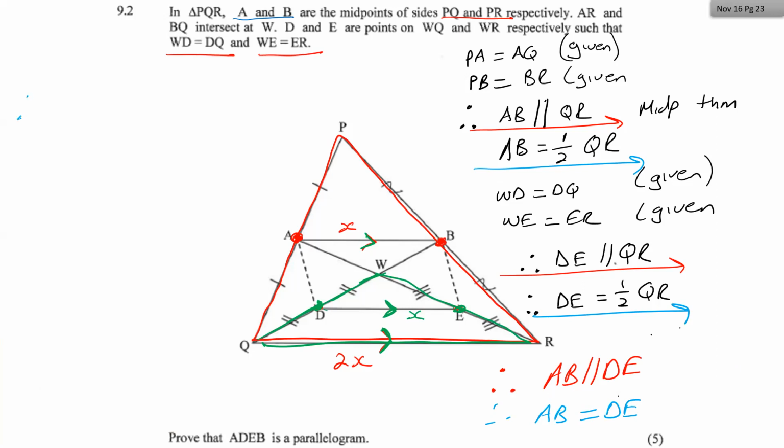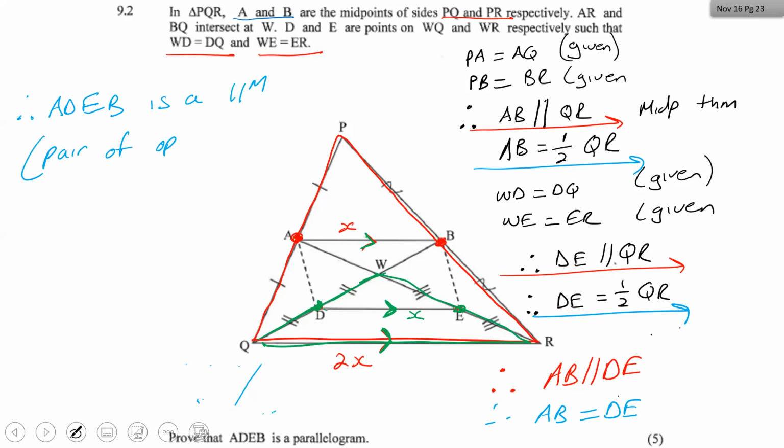So we got AB parallel to DE, AB equal to DE. Our conclusion now has to be a parallelogram. Therefore, ADEB is a parallelogram, and our reason is a pair of opposite sides equal and parallel. Does that make sense to you?